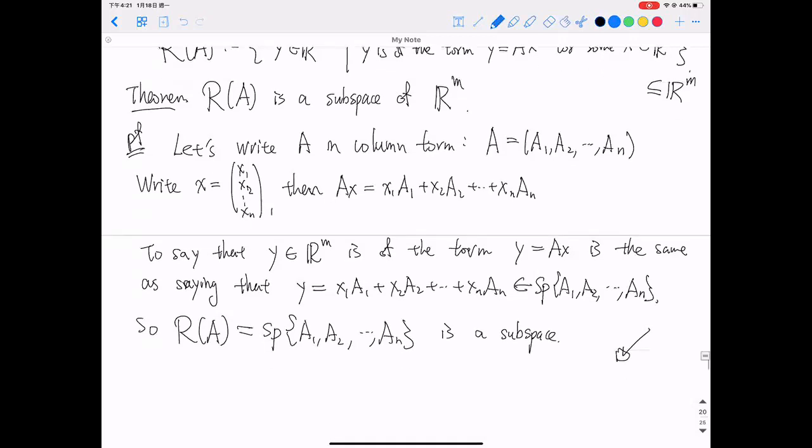Now there's one more thing to remark about this subspace. How you form it: you have your matrix A, you pick the columns A1 through AN, and you form the span of the columns. So such a subspace has another name, and is called the column space of the matrix A.